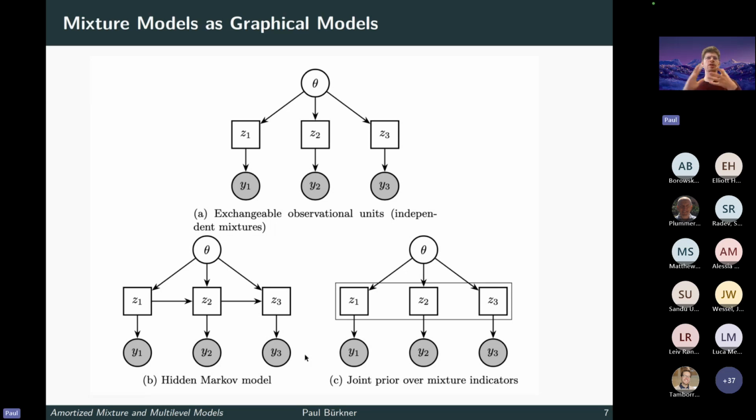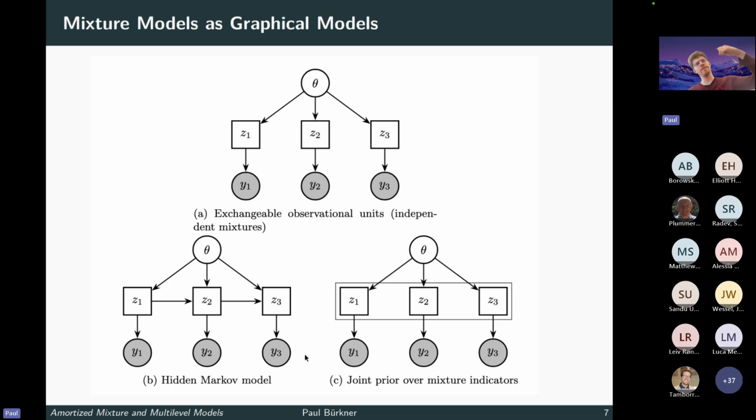Of course, there are also other kinds of structures in mixture models. For example, we could think of a hidden Markov model where the mixture value of, I don't know, the first observation or the first time point, say, would affect where the mixture would be at the second time point, and where the mixture would be at the third time point.